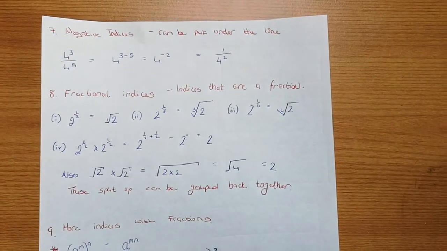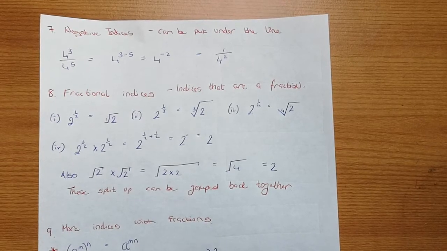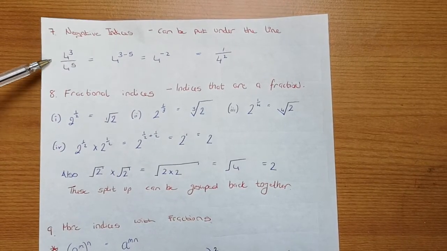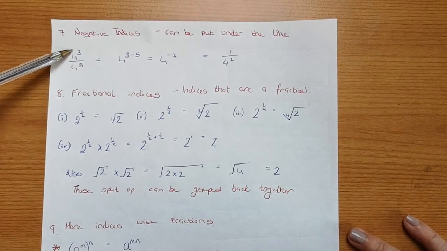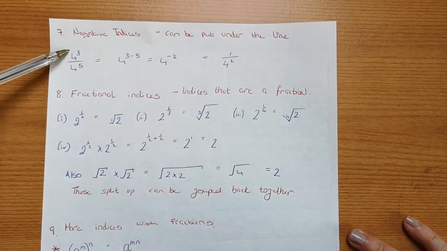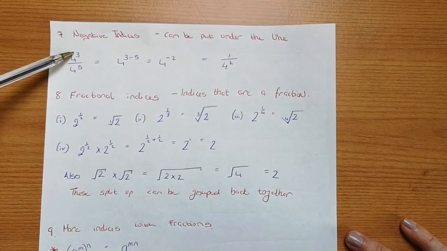Right, so these ones are more for leaving certs. The first one is dealing with a negative indice. So let's just say we're doing this normal indice question here. I have 4 to the power 3 all over 4 to the power 5. No problem. I can see my bases are the same, so the normal indice rules will apply, and we're dividing.